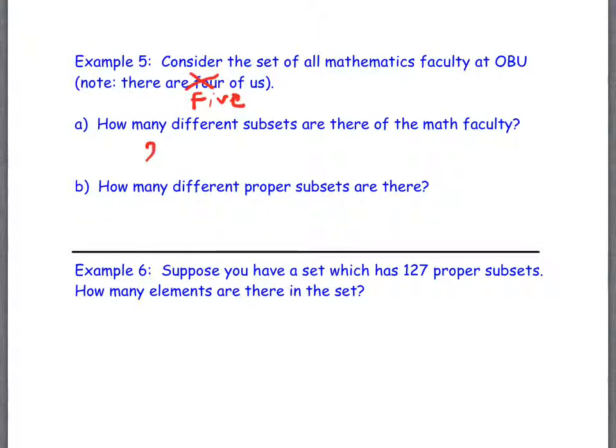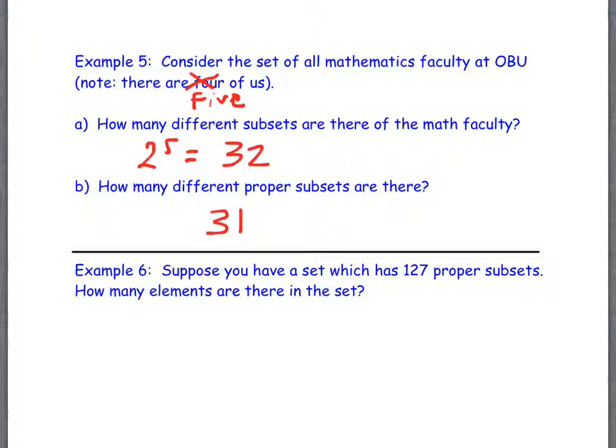2 to the 5th. And what is 2 to the 5th? It is 32. Very good. So there are 32 subsets of math faculty. There are 32 different groupings that I could create. Some of them have just one person in them or no one in them. But there are 32 different groupings that I could create. How many proper subsets are there? 31. So just one less, right? 31.